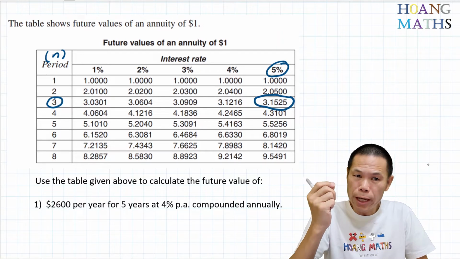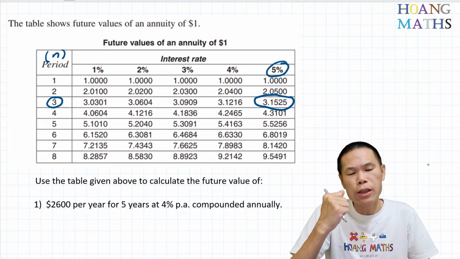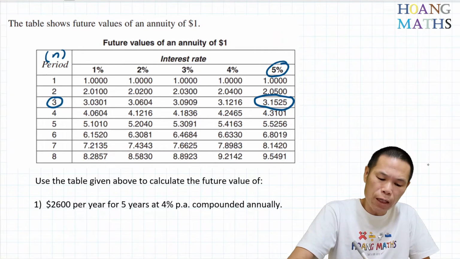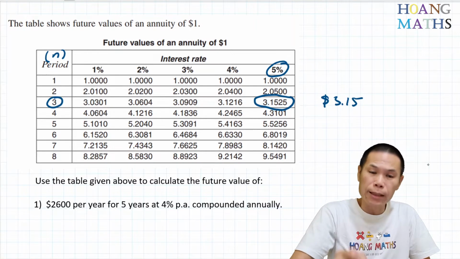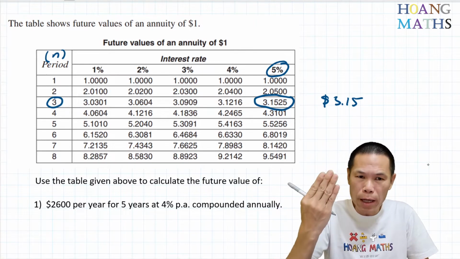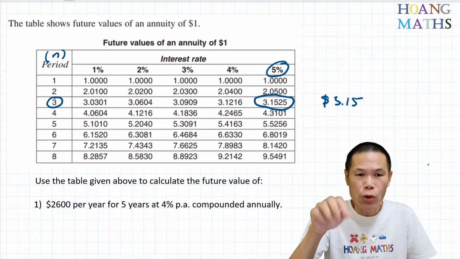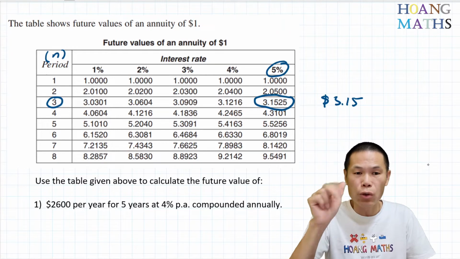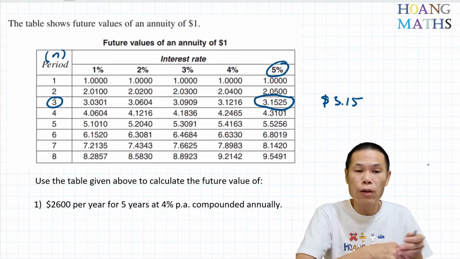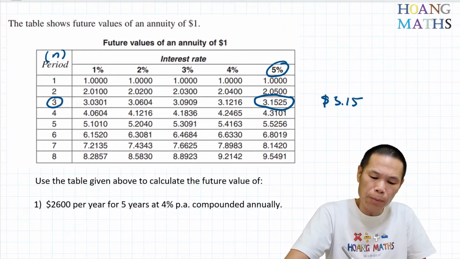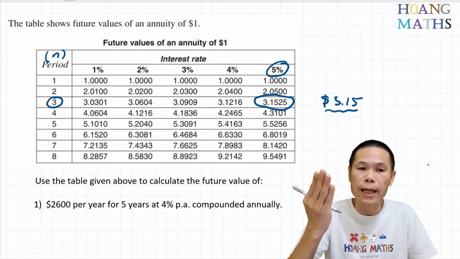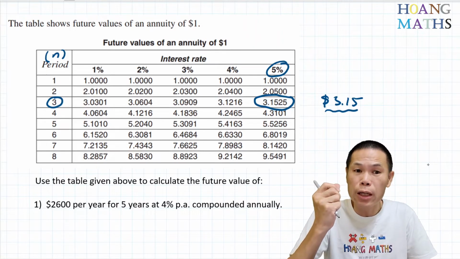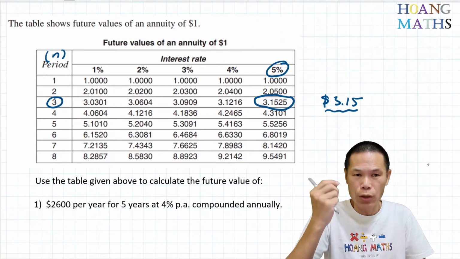3.1525. In other words, if we put $3 in the bank, our future value will be $3.15. Remember that, because we put money in the bank 3 times. Every time we put in $1, $1 and $1. So 3 times, so $3. Therefore, the future value for $3 becomes $3.15. This means that the interest is 15 cents. So keep that in mind.